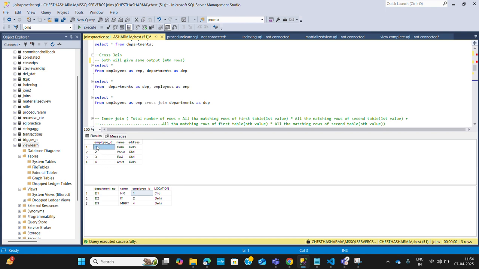So this row with 1 will come only one time, and this row with 2 will also come only one time, because 2 is coming only one time in the employee table and one time in the department table. So 1 into 1 is 1. The third employee ID will not come into the output since we are using inner join, and in inner join only those rows will come which are common. So these 1, 2, 4 will come into the output, and they will come only one time.